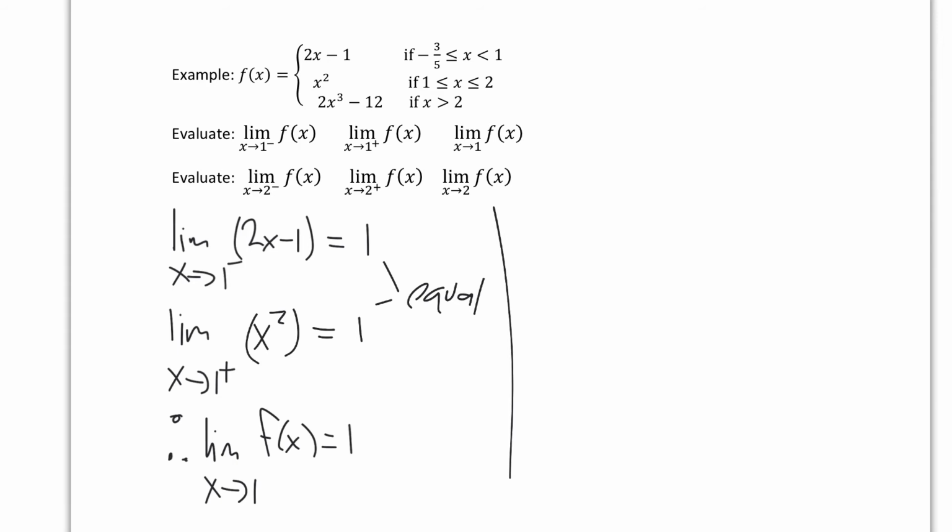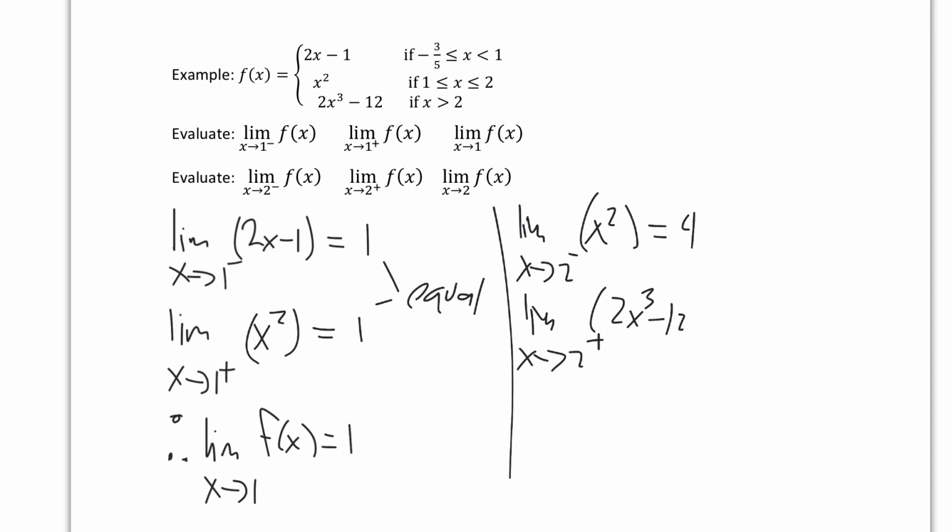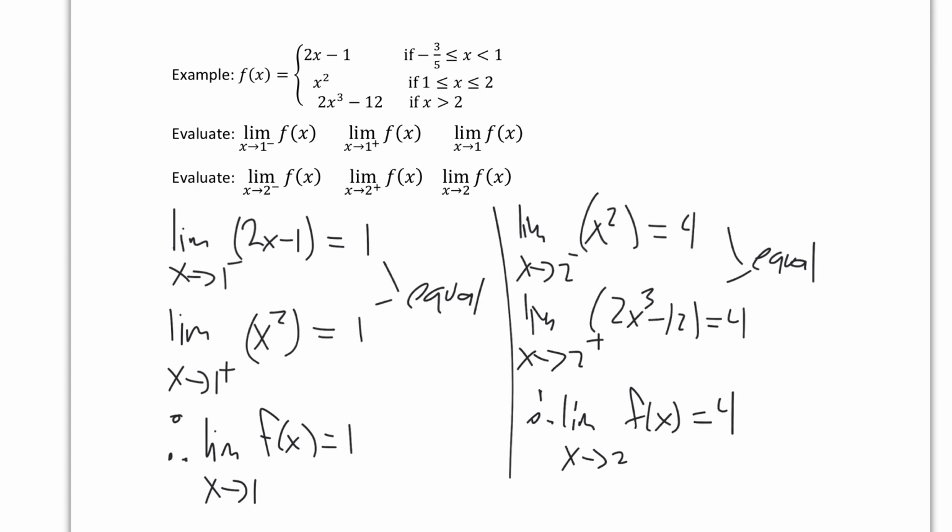Let's try 2. Limit x approaches 2 from the left. That'll be x squared, which is 4. Limit x approaches 2 from the right. That's going to be 2x cubed minus 12. 2 cubed is 8 times 2 is 16, minus 12 is 4. These two are also equal. All right, so therefore, the limit x approaches 2 of f(x) exists and equals 4. So both limits existed in this case.